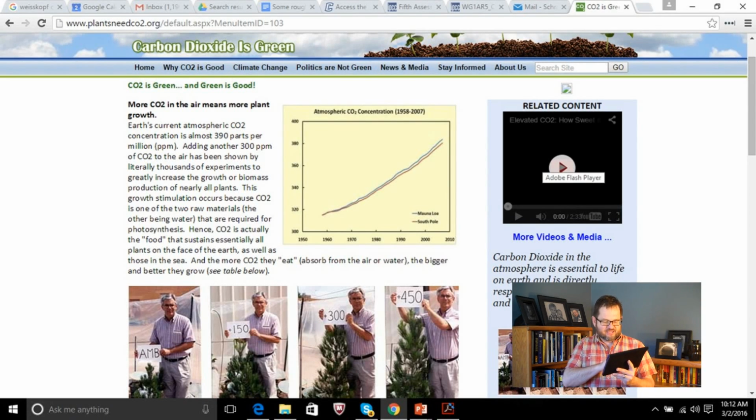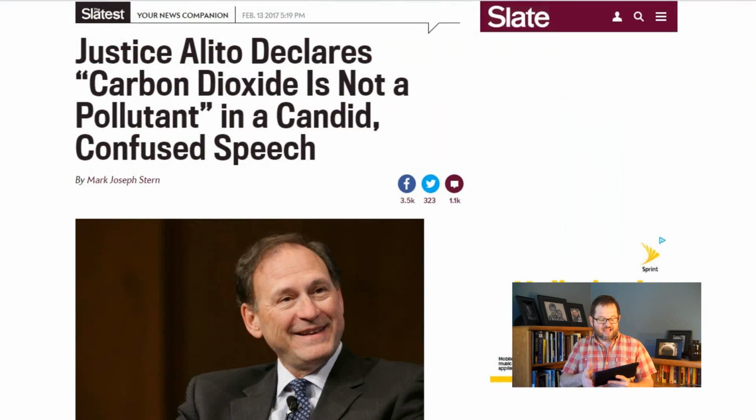Carbon dioxide is green. Like, for example, this guy grew 4 different saplings in controlled chambers with different levels of carbon dioxide in them, and you can see that the plant did do better, okay, when there was more carbon dioxide in the atmosphere. Carbon dioxide is plant food, right? How is this a bad thing? And like, for example, I just captured this off of Slate.com the other day. Justice Alito declares carbon dioxide is not a pollutant in a candid and confused speech.